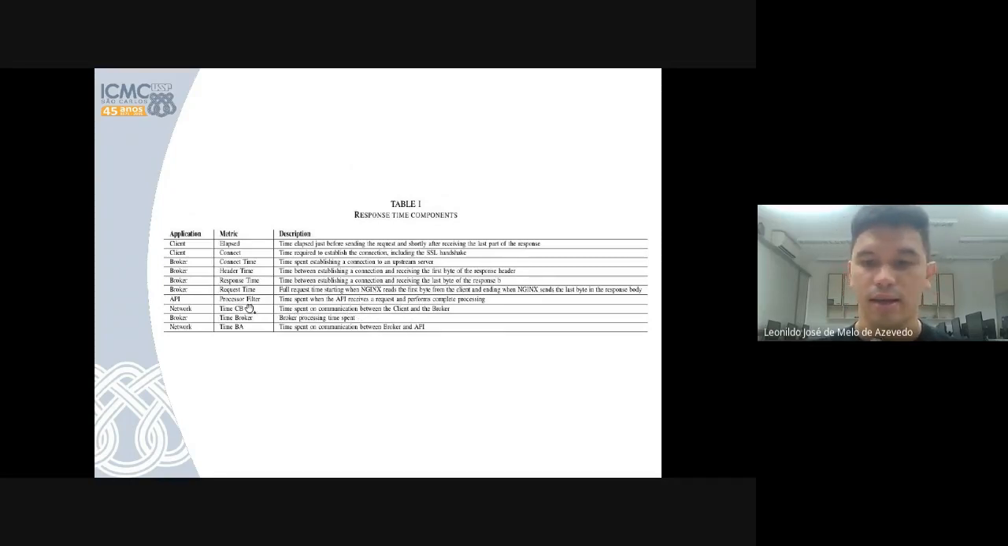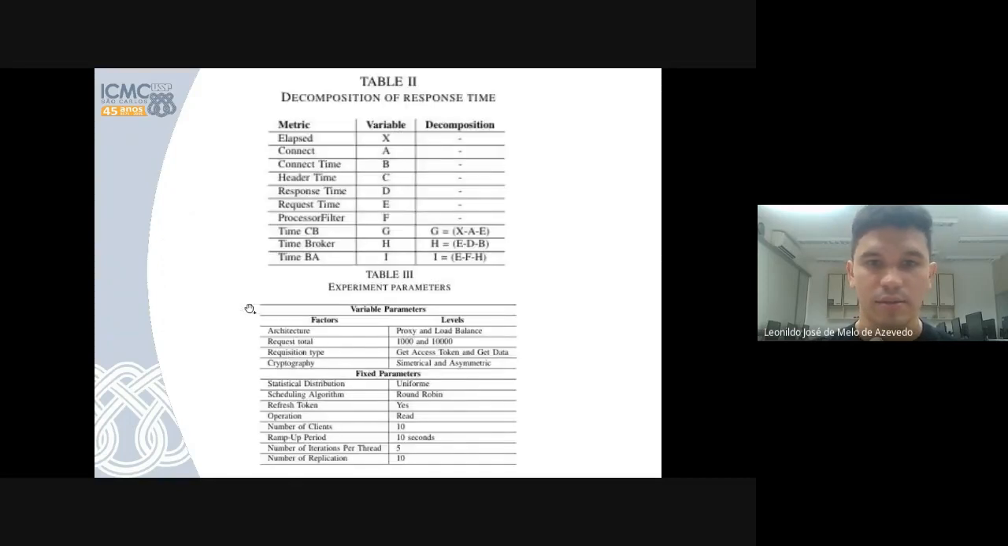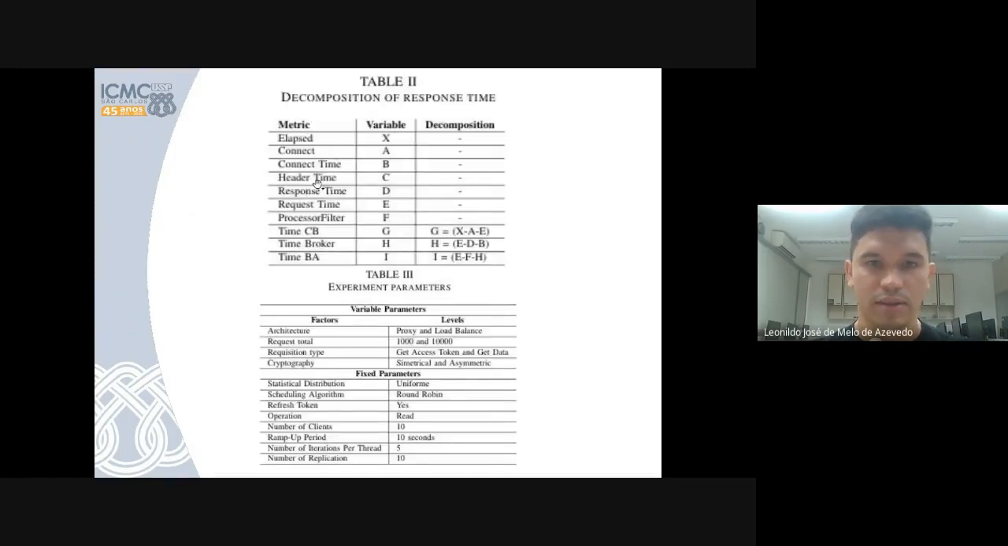Okay, and how is that calculated? We can calculate it by the variable G. G is equal to the elapsed time, the total time, minus the connect time, minus the request time. Quite simple. So we can come back here to see what any of these metrics mean.